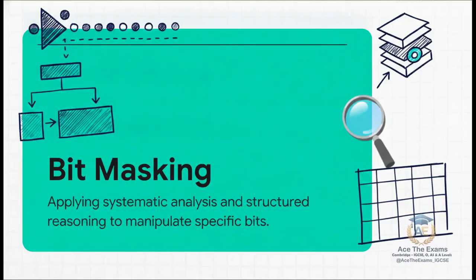All right, to avoid the painful mistakes that Alex and Sam just made, here is the absolute baseline definition you must internalize. Write this down if you have to. Bit masking, specifically testing and setting a bit, isn't just about throwing an AND or an OR gate at a problem randomly. According to Cambridge's conceptual framework, it is about applying systematic analysis and structured reasoning to manipulate specific bits within data. Notice those specific words very carefully: systematic analysis and structured reasoning.